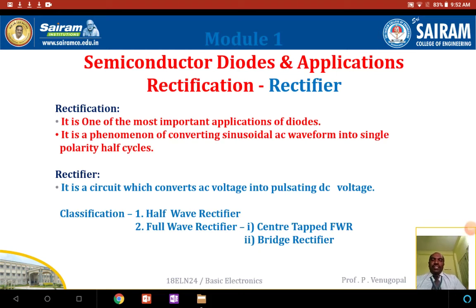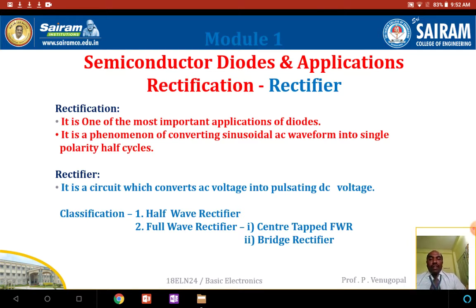Dear students, in the last session we discussed the PN junction diode of Module 1, semiconductor diodes and applications. In this session we are going to discuss rectification, or the rectifier. Rectification is one of the important applications of the diode. As you know, the diode is formed by combining the p-type semiconductor with the n-type semiconductor using a fabrication technique.